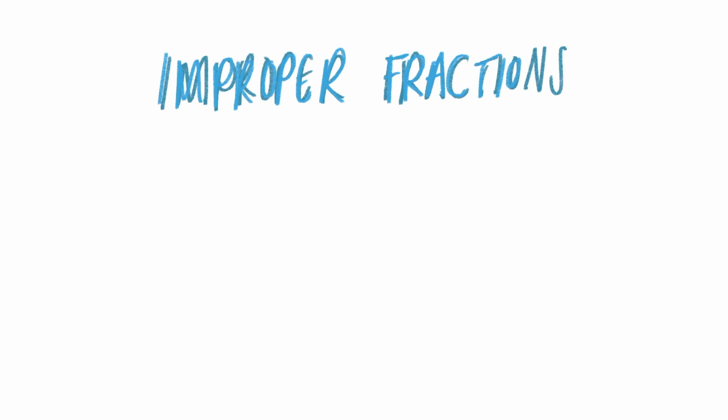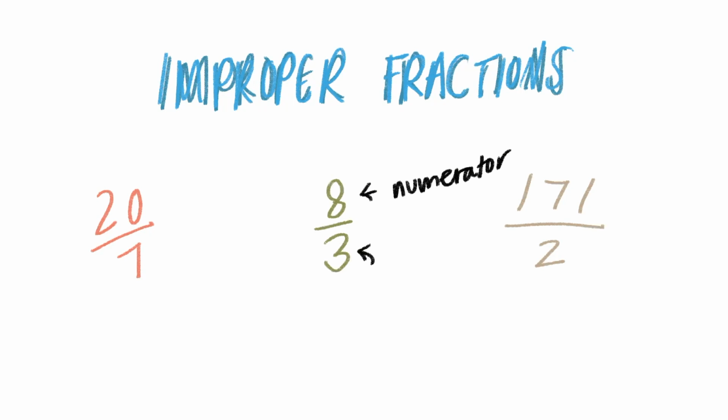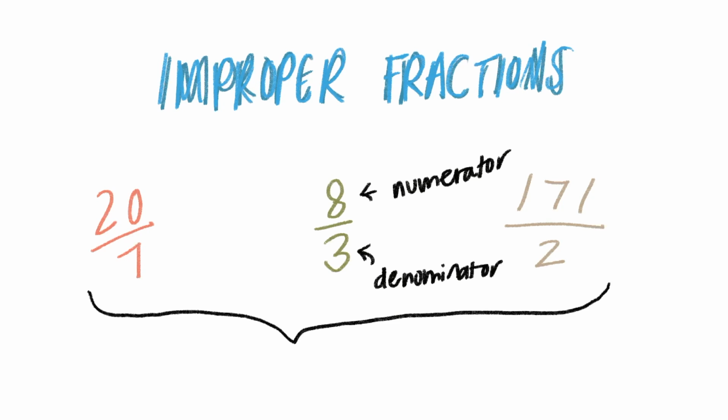This is the complete opposite of improper fractions, which do not have a whole number at the side, and instead, there's just a numerator and a denominator. But what makes these fractions different is that the numerators are always greater than the denominators. So these fractions are greater than 1.